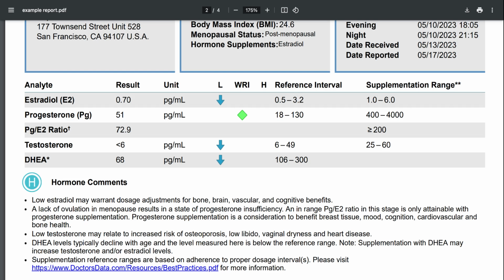So next we would come up with a plan that addresses these findings to help get all of those symptoms that she's reporting down to 0. And it's that easy.